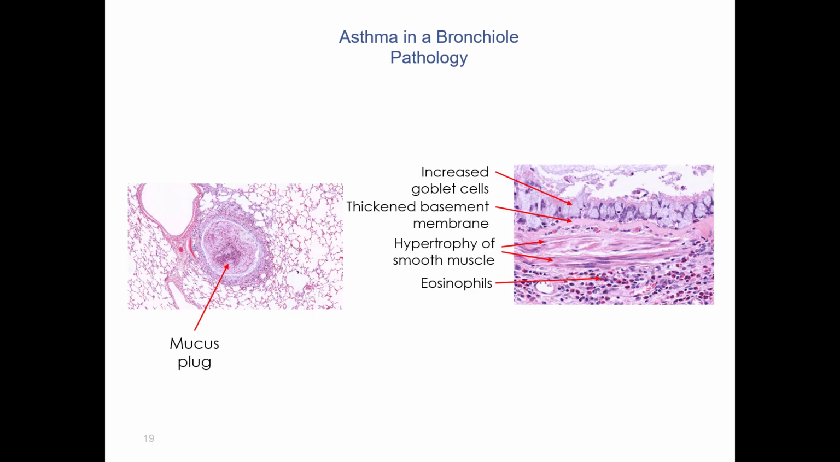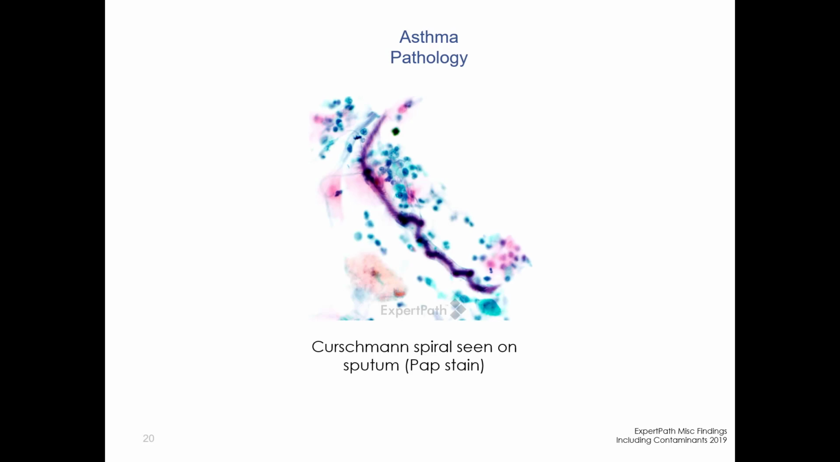and the increased eosinophils. I want to discuss a few other things that you might hear about when you're studying asthma. This is a Curschmann spiral. This corresponds to the mucus plugs that we were seeing in the bronchiole. You can imagine that in life, the mucus plug would have a long shape. When it gets coughed up, it will retain its long shape in a sputum sample.